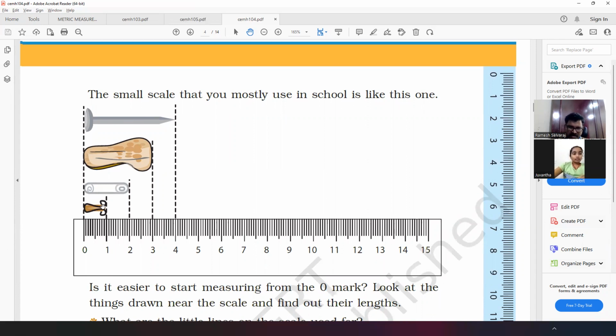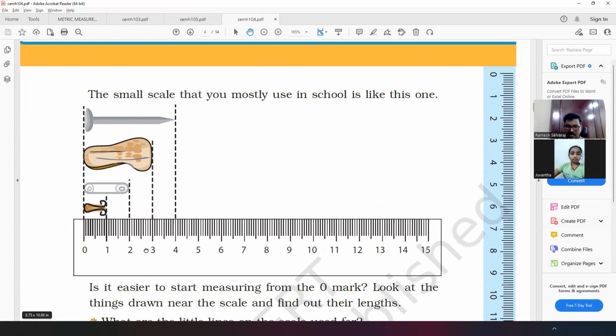See this small pin, it's 1 centimeter. This pin is 2 centimeter. And this small wooden one is 3 centimeters long. This nail is 4 centimeter long. So this is how we will measure it. If you want to measure something, use your scale, start with 0 and read it on the scale. Then you will come to know the length of that one.